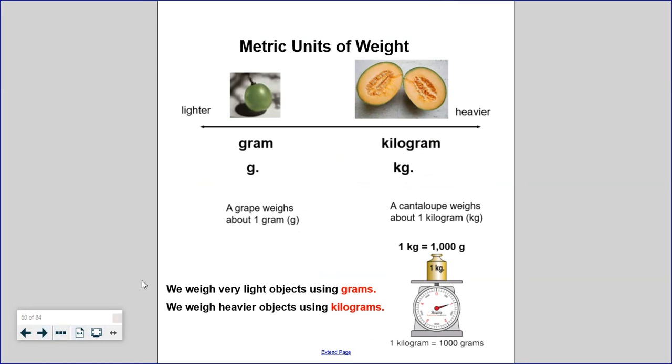So the units we're going to talk about today are grams and kilograms. A gram is very light, and a kilogram is a little heavier. So one grape weighs about a gram. You can imagine what that is, really, really light. A cantaloupe melon weighs about 1 kilogram. So we measure very light objects using grams, and we weigh heavier objects using kilograms. 1 kilogram is about 1,000 grams. So if you imagine one grape being a gram, about 1,000 grapes would be 1 kilogram.